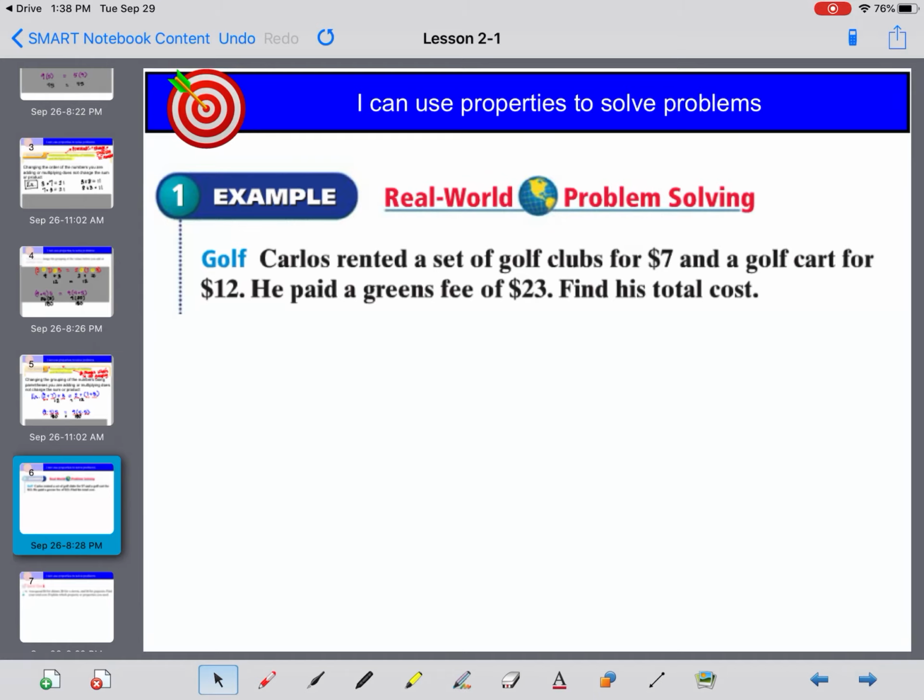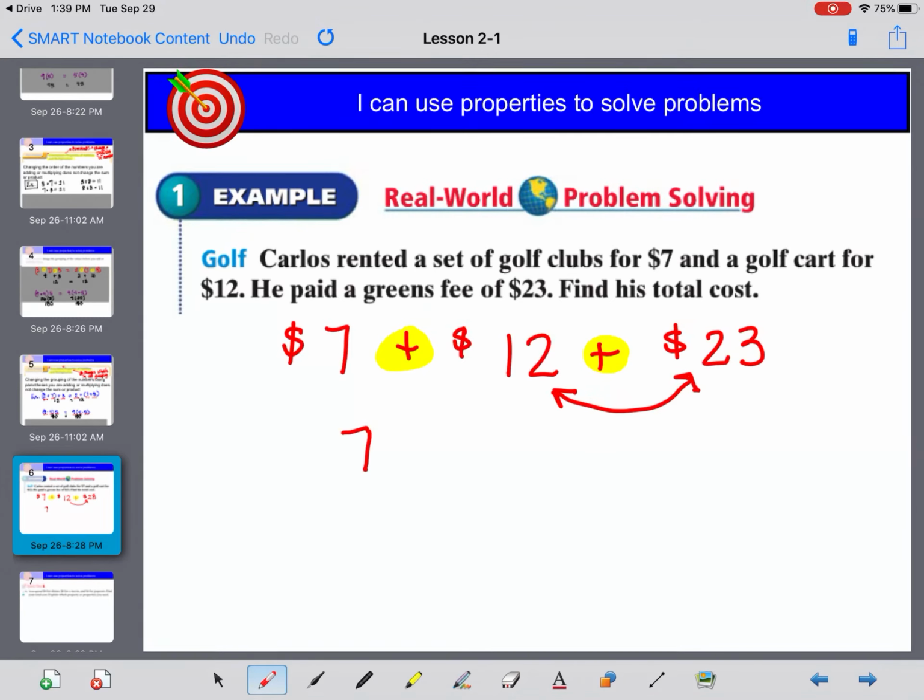All right, let's put this to work. Carlos rented a set of golf clubs for $7 and a golf cart for $12. He paid green fees of $23. Find his total cost. Now, some of you initially would want to follow the order of operations and add from left to right. But since all three of these numbers are being added and there are no other operations, I can implement some of the properties that I just learned. This would be easier to add in my head if I would switch around the 12 and the 23.